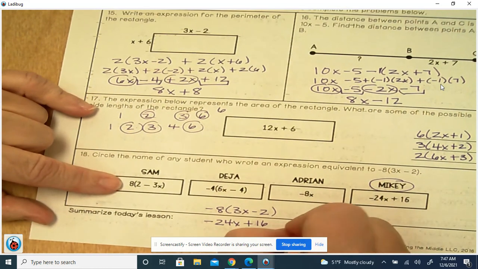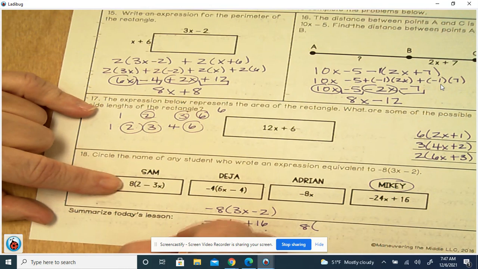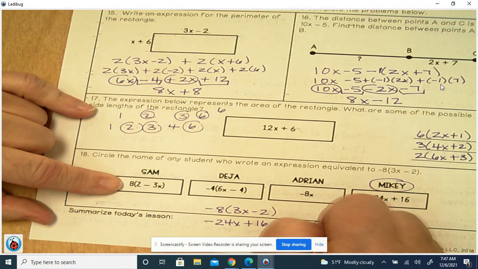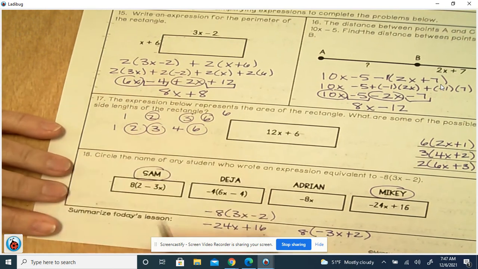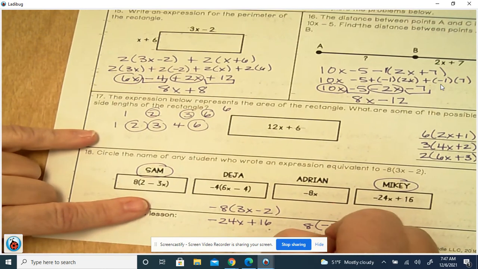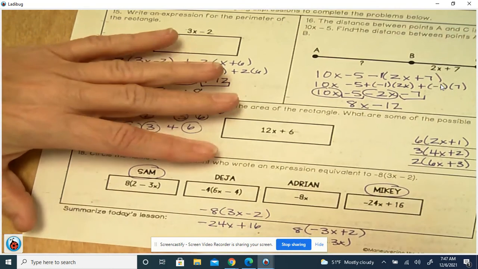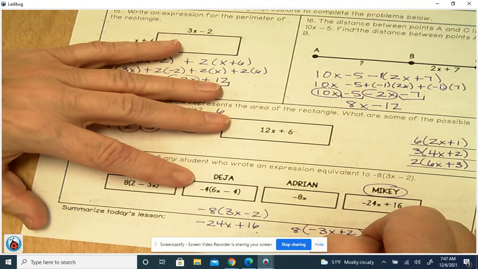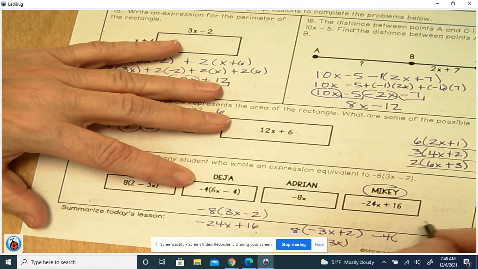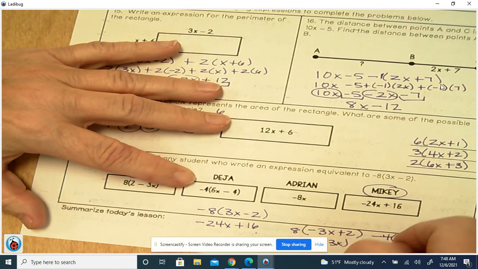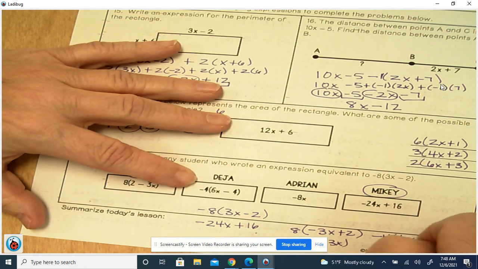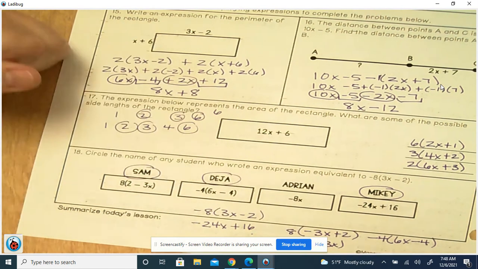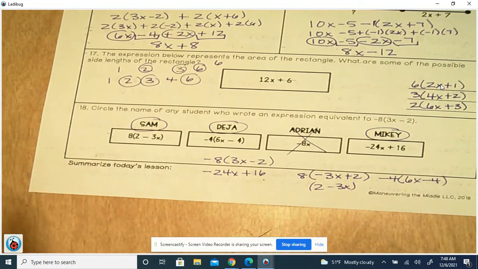All right, they've taken an 8 out here. So if we take out an 8, a negative 24 divided by 8 is a negative 3x, and 16 divided by 8 is 2. So Sam has one because this is the same as that. If we take out a negative 4 like Deja did, let's see what we get. A negative 24 divided by negative 4 is 6x, and 16 divided by negative 4 is a negative 4. So Deja would work. I can already tell you that one does not work. So it requires a little work to figure it out, but you guys can do it.